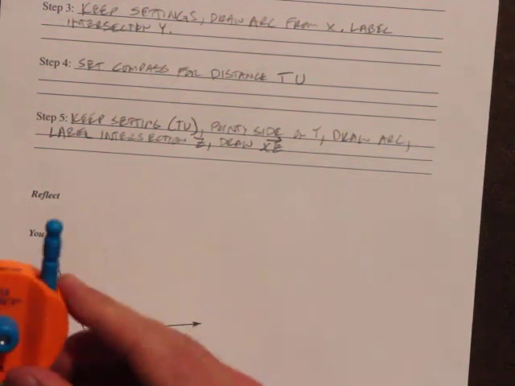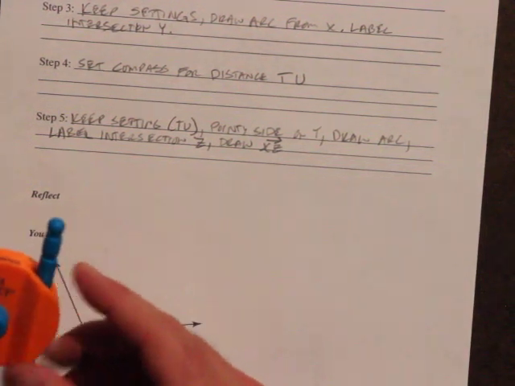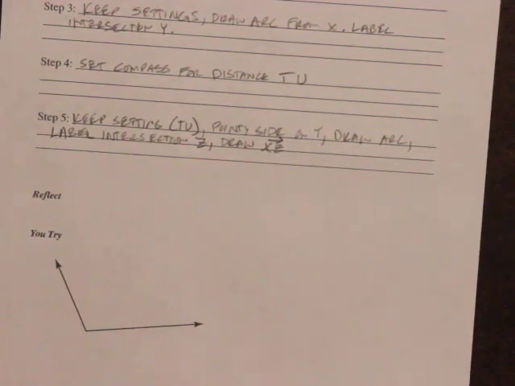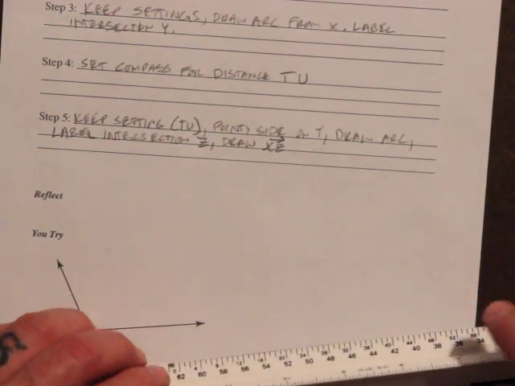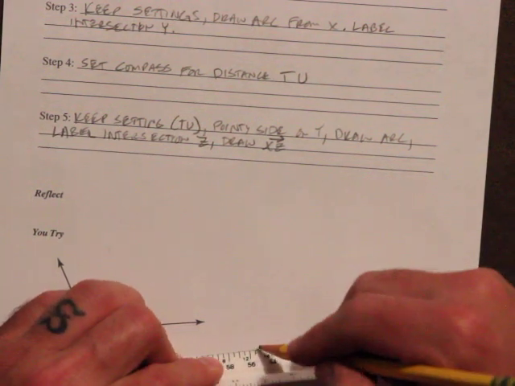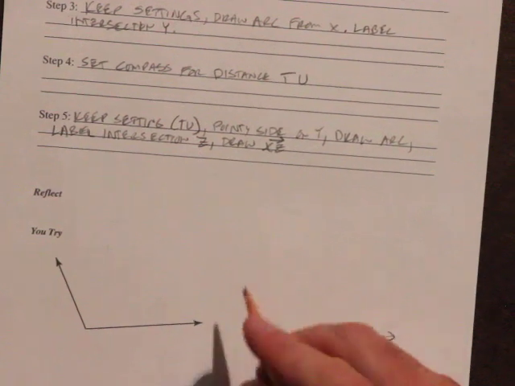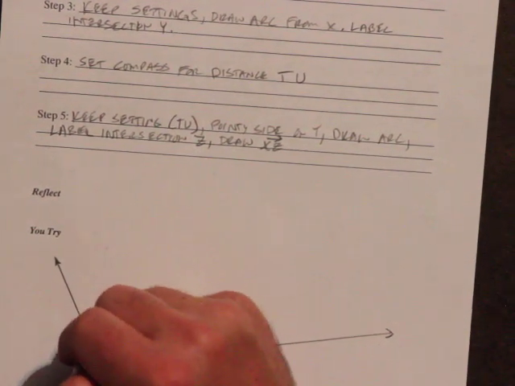Maybe not quite that much. Alright, now the first thing we were supposed to do, the first thing we did was we drew a ray with a straight edge, so let me do that. Put an arrow at the end of it. I'm going to label this X. I'm going to label this one S.